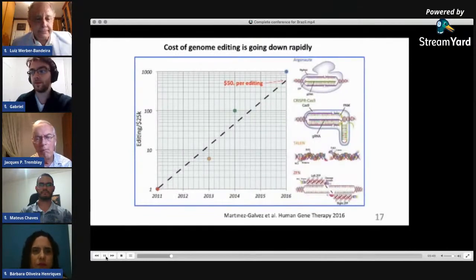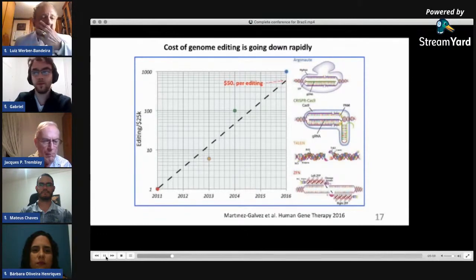The main reason of this rapid explosion of articles is that it costs much less to derive a sequence that will be able to cut a specific genome sequence compared to other pre-existing technology such as zinc finger protein and TALENs.